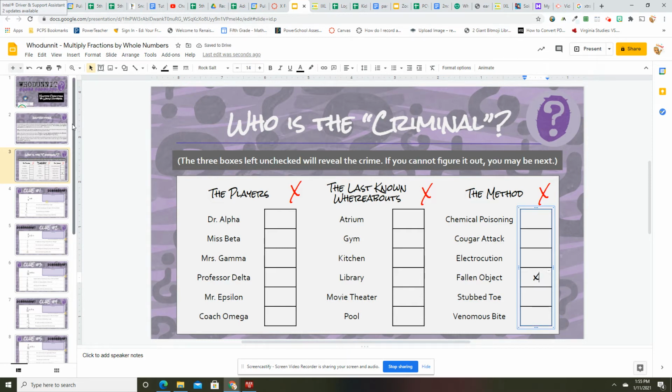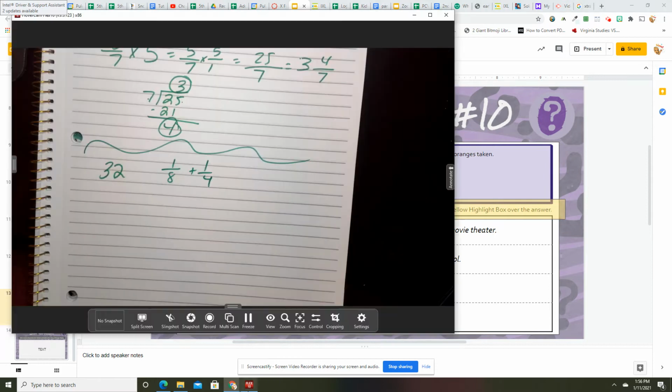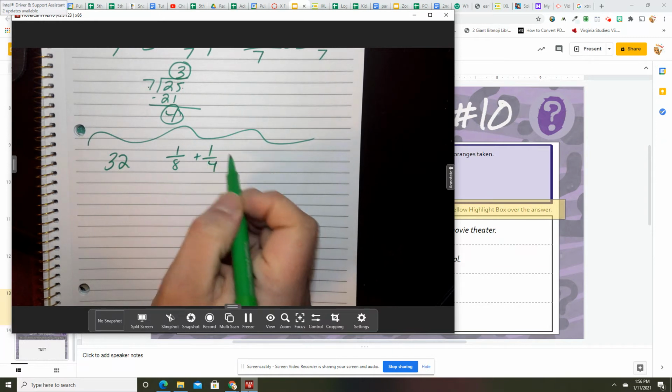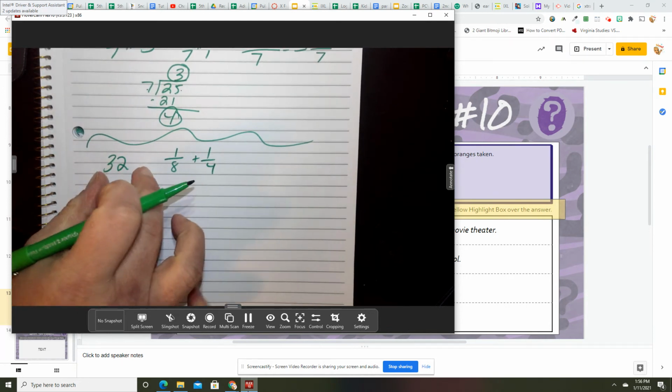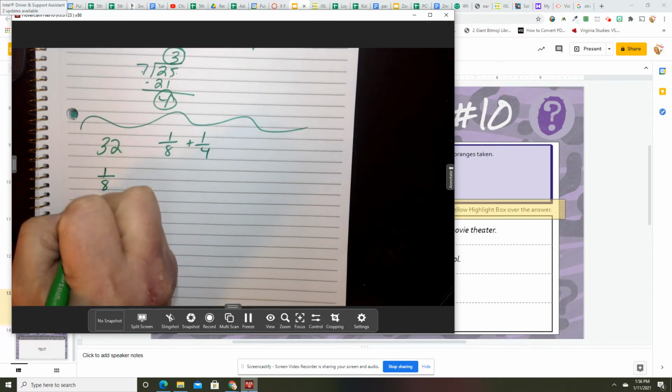Then we'll go back. I want to look at this one right here. It's a pretty hard word problem. 32 oranges. Emma took an 1/8. Sam took a 1/4. How many oranges are left? You can do this a couple ways, but I'll show the way I felt was the easiest. You want to know how many oranges are left. There's an 1/8 gone and a 1/4 gone, so we're going to add those up and multiply by the 32, and that'll tell me how many have been taken. Then we'll get to the other part. This is a multiple step problem.